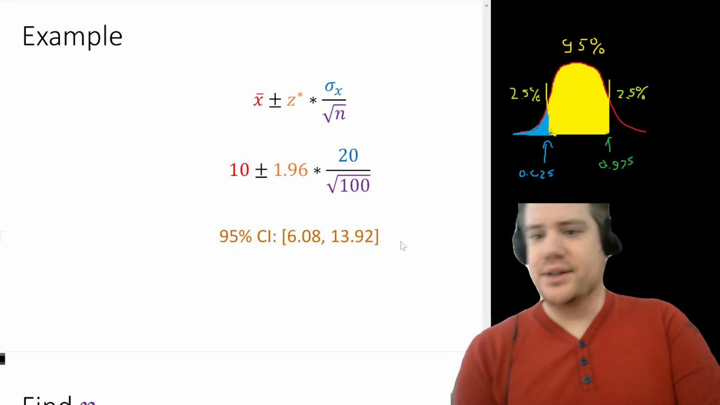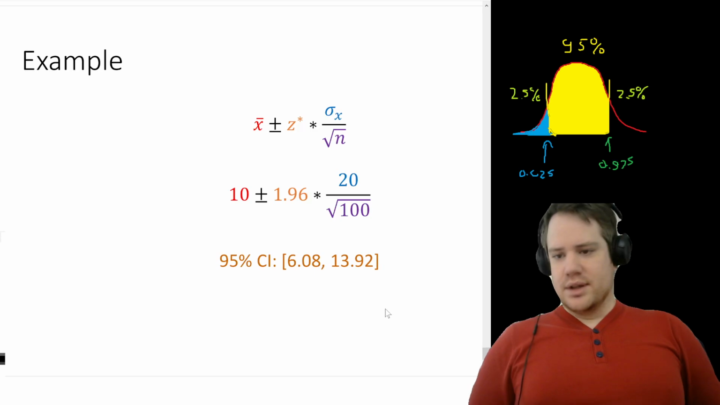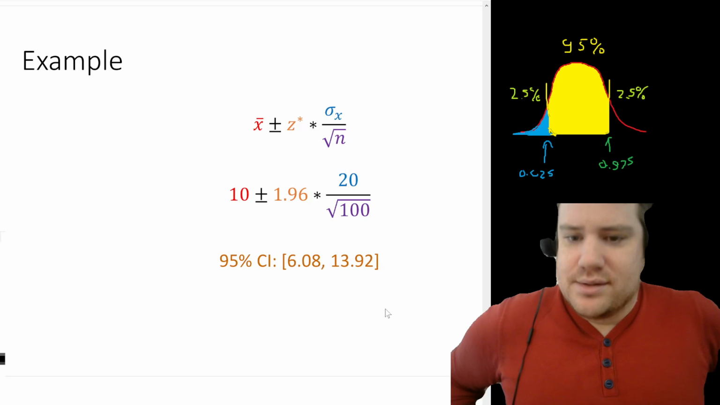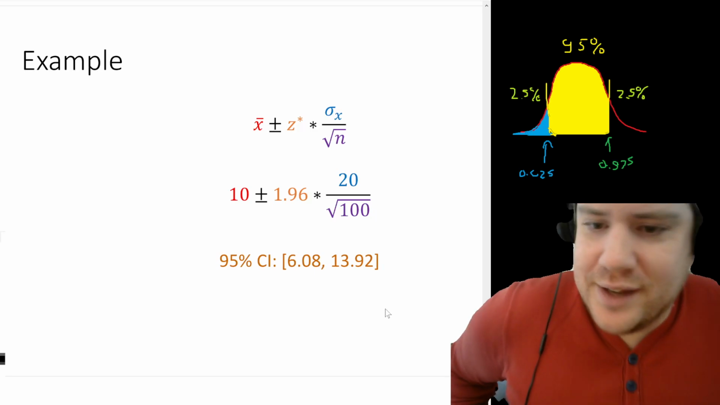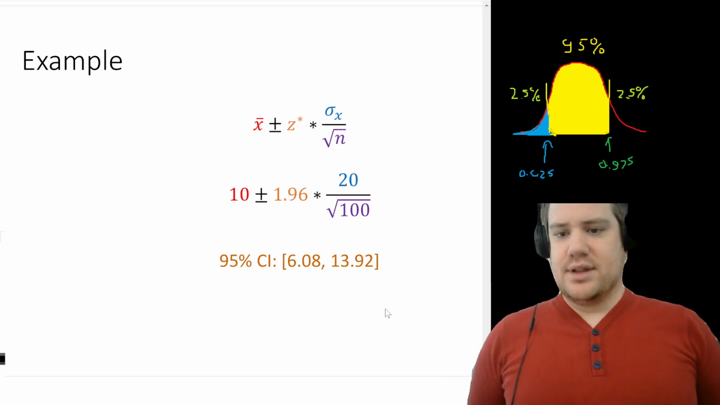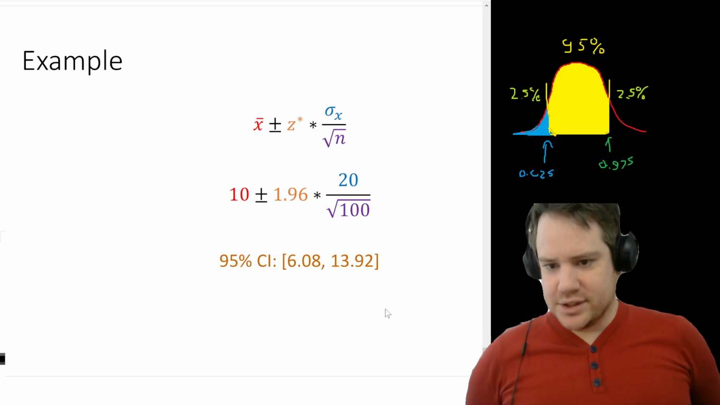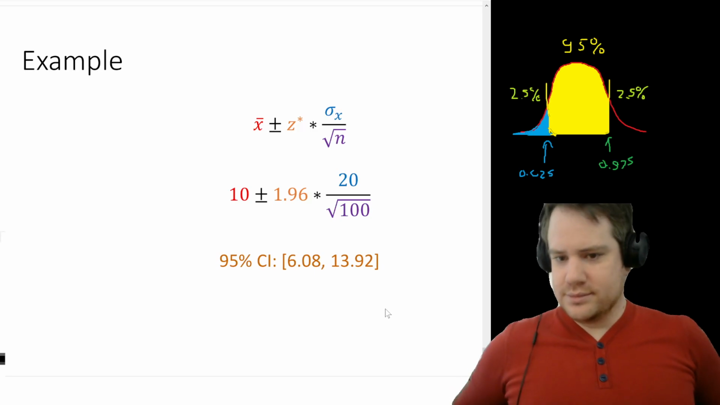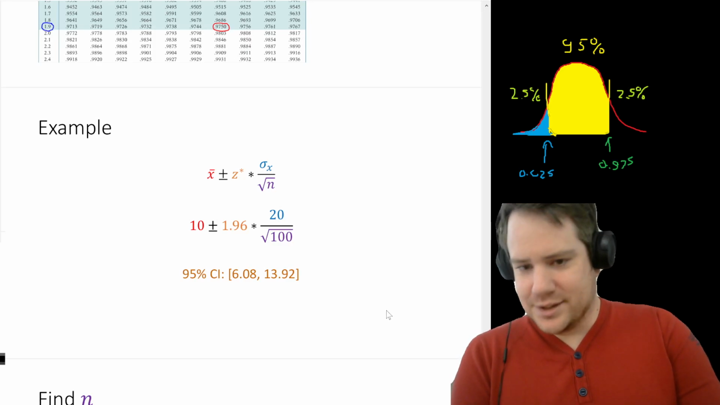And then we get our final result, 6.08 and 13.92. Which is to say that using a method that includes the true parameter 95% of the time, we estimate the population mean to be between 6.08 and 13.92. And that's it. That's the confidence interval.